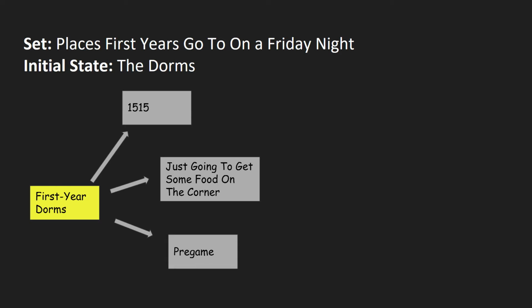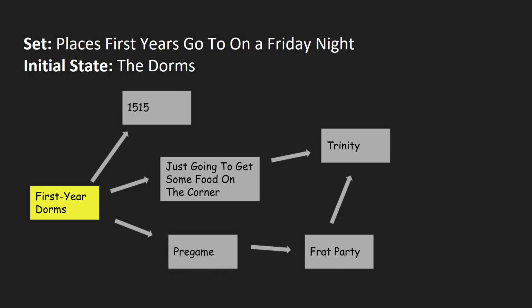Now, whether you go to get some food on the corner or you go to a pregame, you're going to end up at the bar Trinity by the end of the night. So, both 1515 and Trinity are terminating states because there are no other states that are achievable from those two locations.